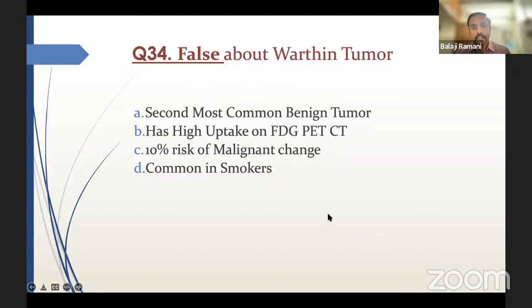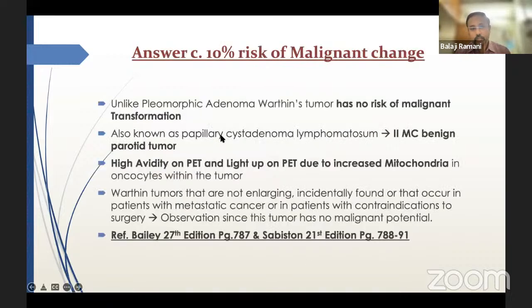And characteristically, this is also common in smokers. Pleomorphic adenoma, in monomorphic adenoma or papillary cystadenoma lymphomatosum, there is no risk of malignant change. It's the second most common benign tumor. High avidity on PET. Why do you have this? Because of the increased levels of mitochondria and the presence of oncocytes within the tumor. That is the reason why it lights up on your PET scan.